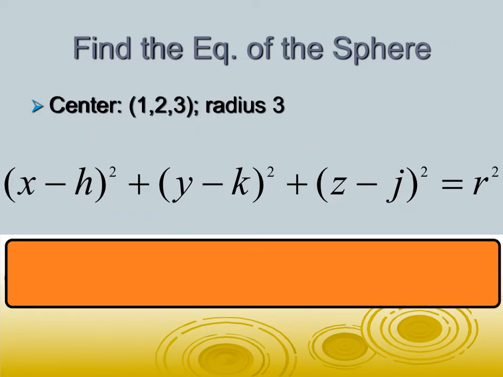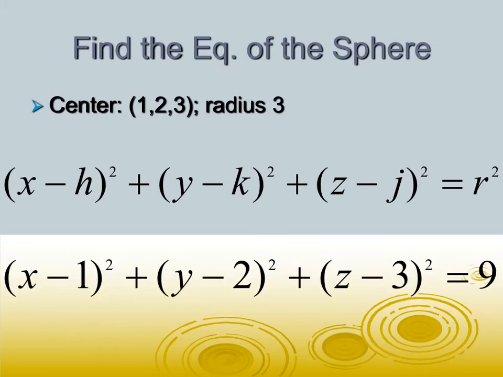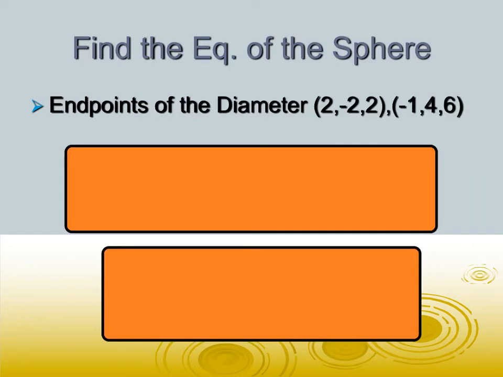Looking at an example here, we're given our center of (1, 2, 3). We know our radius is equal to 3. So I can directly plug this information into my equation for my sphere, and we end up getting (x - 1)² + (y - 2)² + (z - 3)² = 9, because I squared my radius. I'm not going to square or simplify my expressions. I'm going to leave it exactly like this because when it's in this form, I can pick out my radius and also my center.